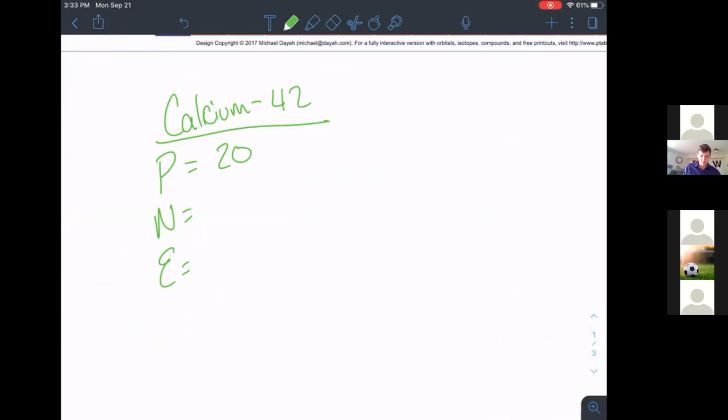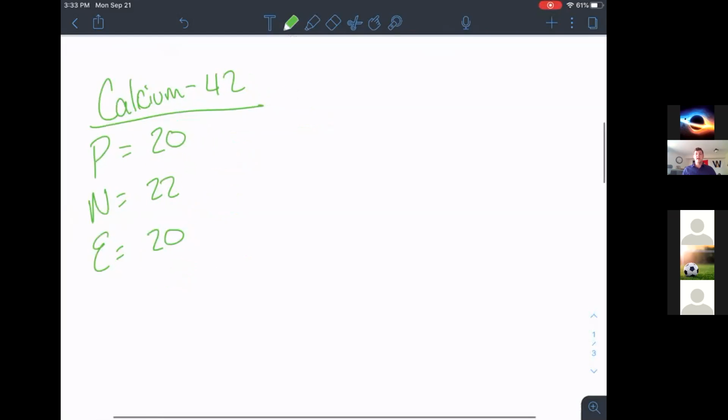22. And if I have a neutral calcium, how many electrons am I going to have? 20. So if it's neutral, it has 20 because it'll have the same as the protons. If it's not neutral, if it has a positive charge, if it has a positive 2, it has 2 less.